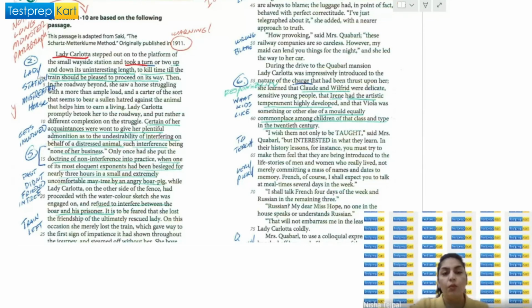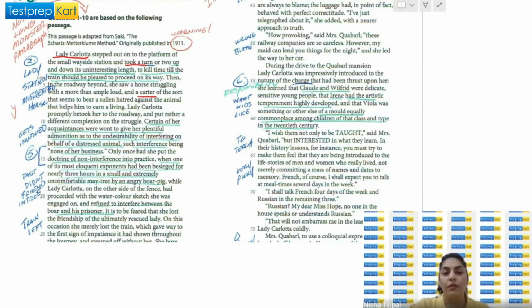Then in the roadway beyond, she saw a horse struggling with a more than ample load. Then she sees a horse who is struggling, trying to manage with the load that is on him. And this load is ample. Ample means it's large in size, which is not easy to carry for the horse. And a carter of the sort, carter means the person who has the horse, who's working for him.